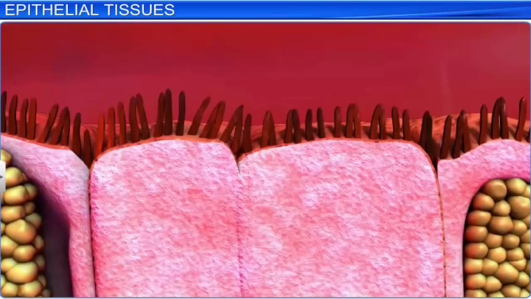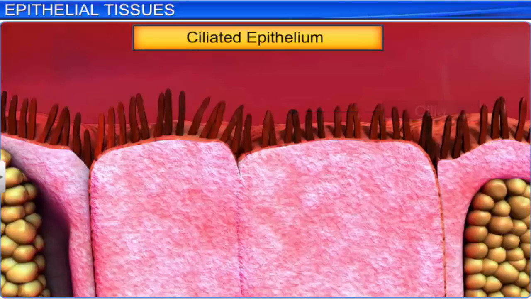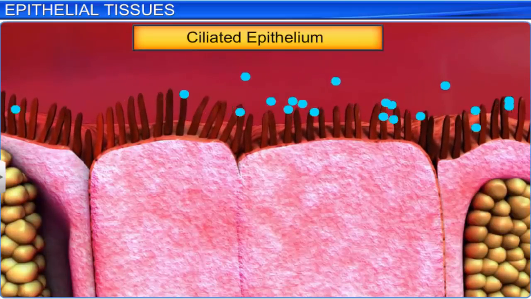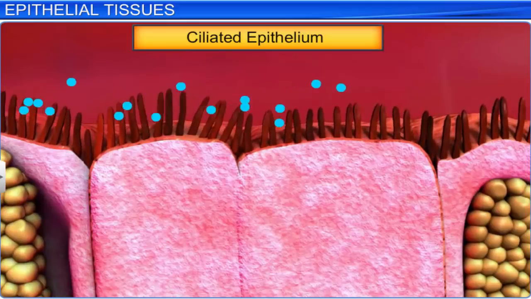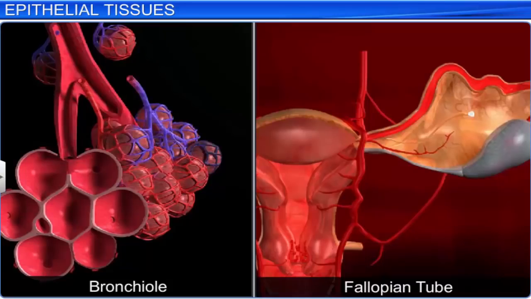Some cuboidal and columnar cells have cilia on their free surface and are therefore called ciliated epithelium. These cilia keep lashing and move particles or mucus in a specific direction. They are found on the inner surface of bronchioles and fallopian tubes.